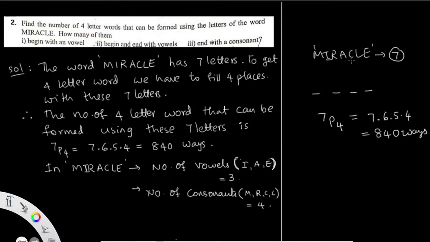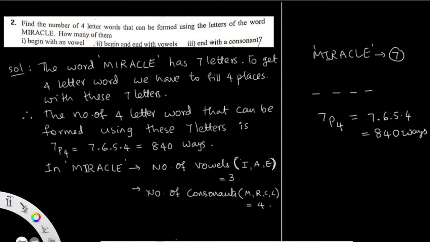So write: the word miracle has how many letters? 7. You count them, 7 letters. To get a 4-letter word, we have to fill 4 places with these 7 letters. Therefore, the number of 4-letter words that can be formed using these 7 letters is 7P4, that is 7 into 6 into 5 into 4, which totals 840. This is the first statement.